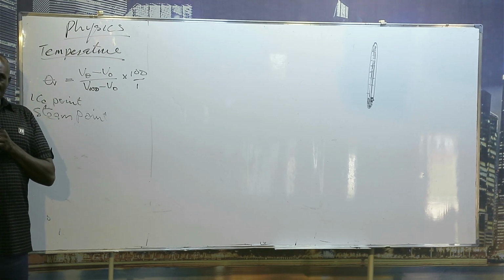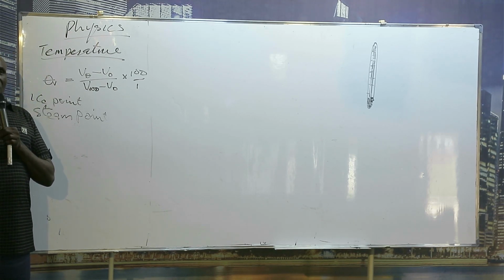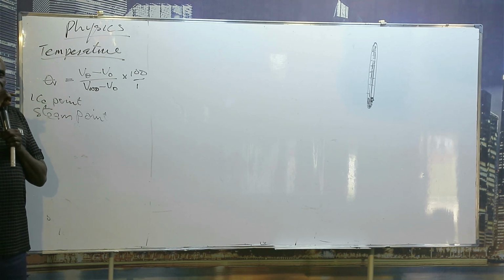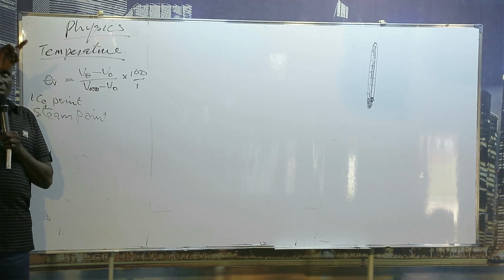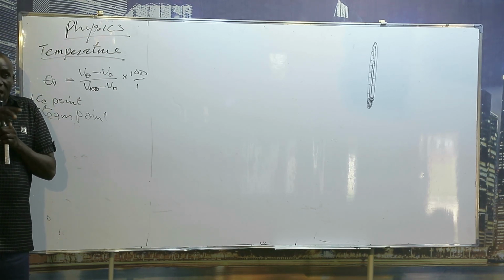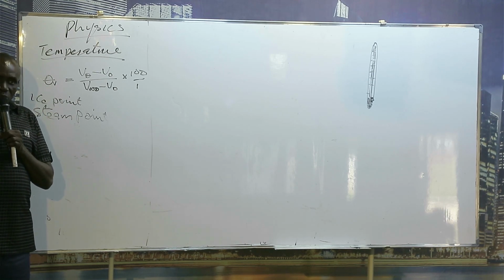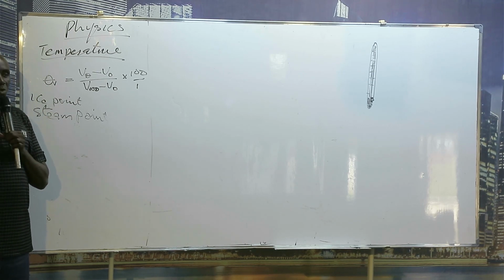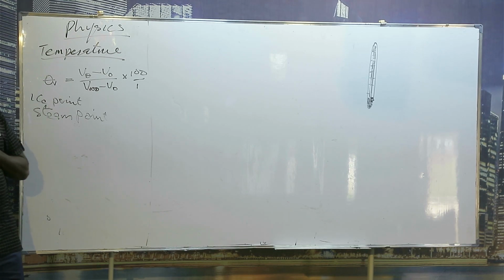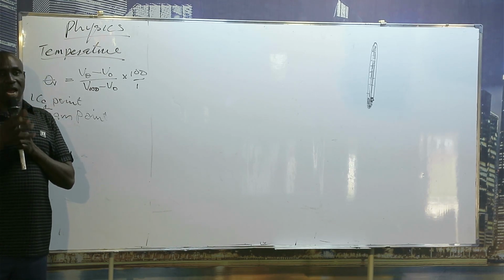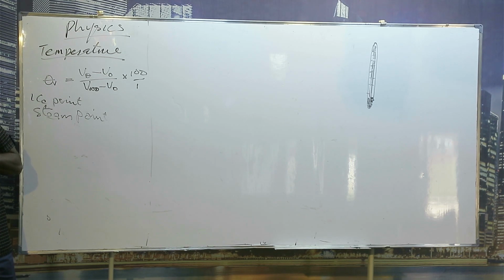Mercury will give you the reading directly. Alcohol will still give you, but sometimes you need to color alcohol in order to see the reading, because if you read it at its natural color, it will be difficult. That's why you normally use color. And we say that alcohol is transparent. Why mercury is what? Opaque to the eyes. So that's another great difference.